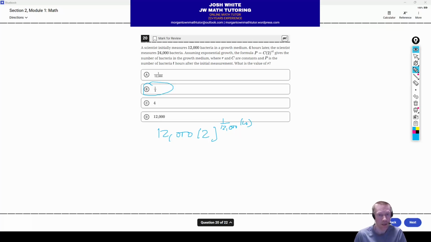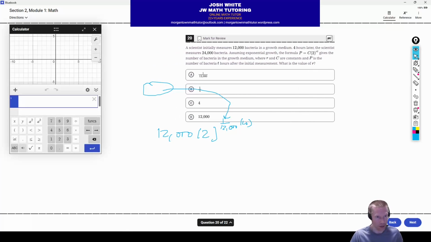The answer is no, and then you would move on to answer choice B, and then you would plug in the same thing, except this would be 1 over 4. I'll just show you that real quick to confirm, and then I'll also show you another way you could do it in Desmos as well. Like I said, you got 12,000, and then 2, and now here, we got 1 over 12,000 in the exponent. Remember not to type the commas.